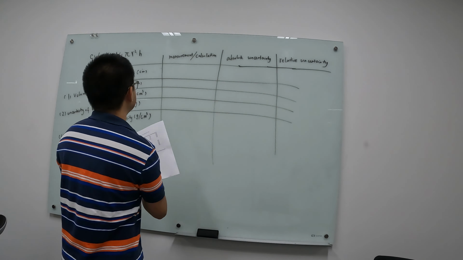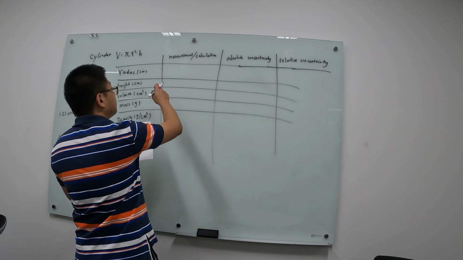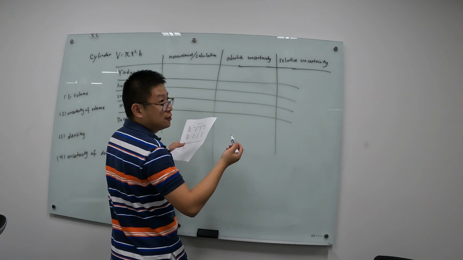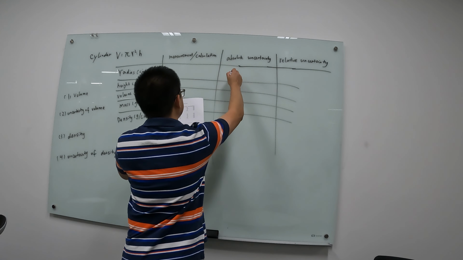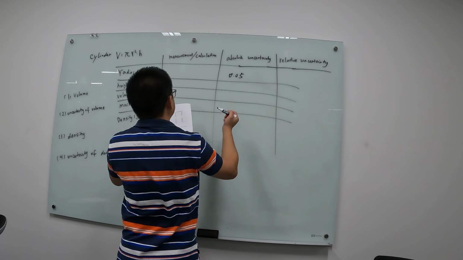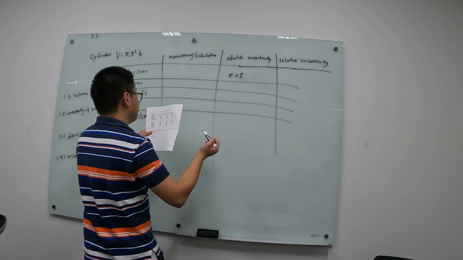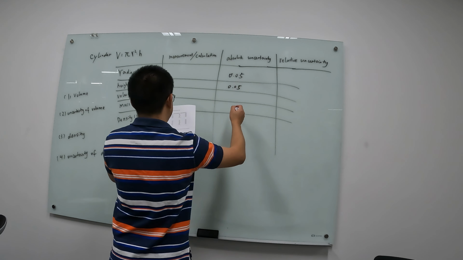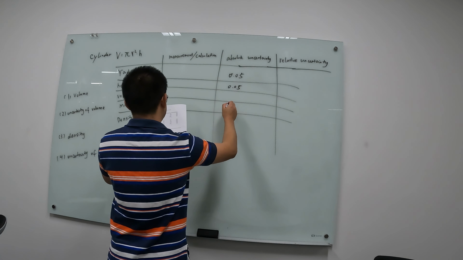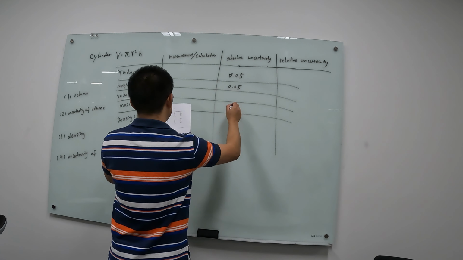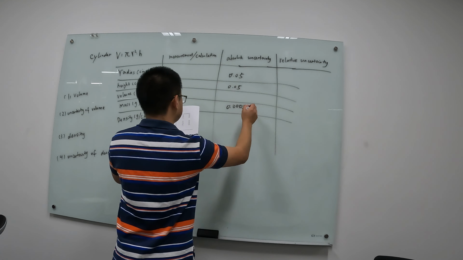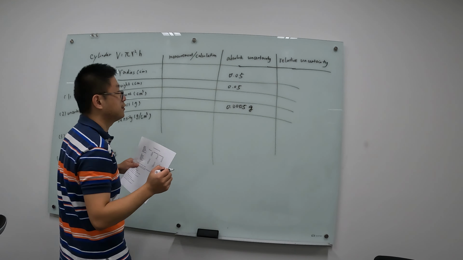So here, if you use centimeters, it depends on your tool, whether you use the ruler or caliper. For example, here you have 0.05, and for the height it is also 0.05, and for the mass you can have 0.0005 grams. That's half of the smallest division.